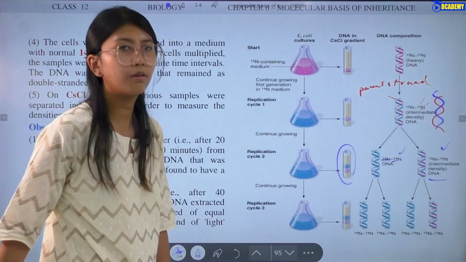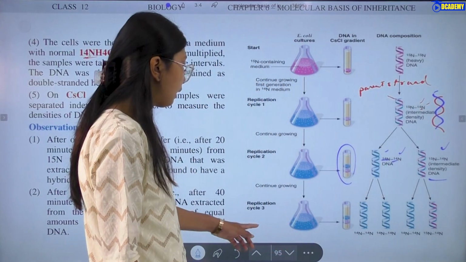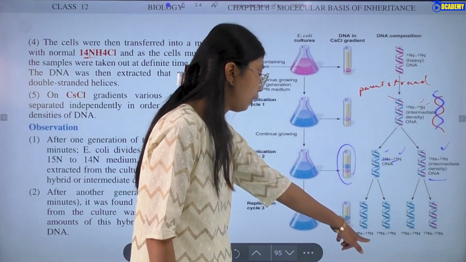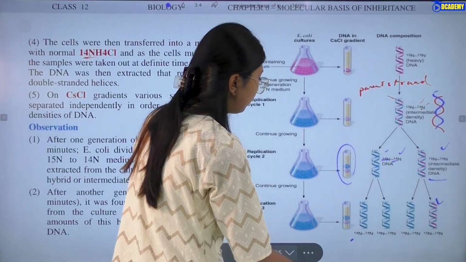Two types of DNA template. Two types of DNA form, N14, N14, N14, N14, and the last one is hybrid.